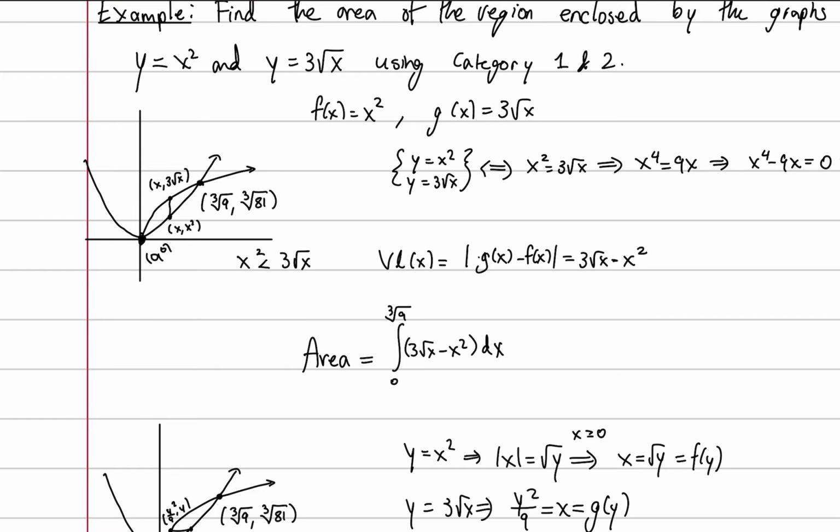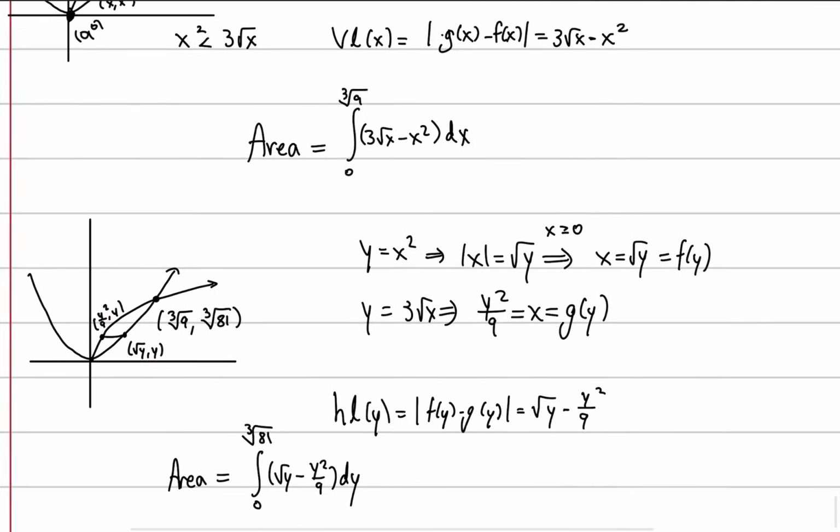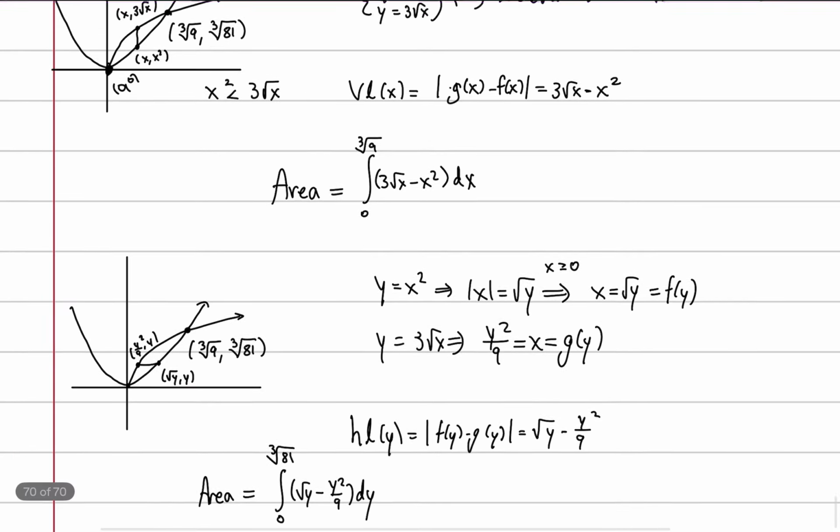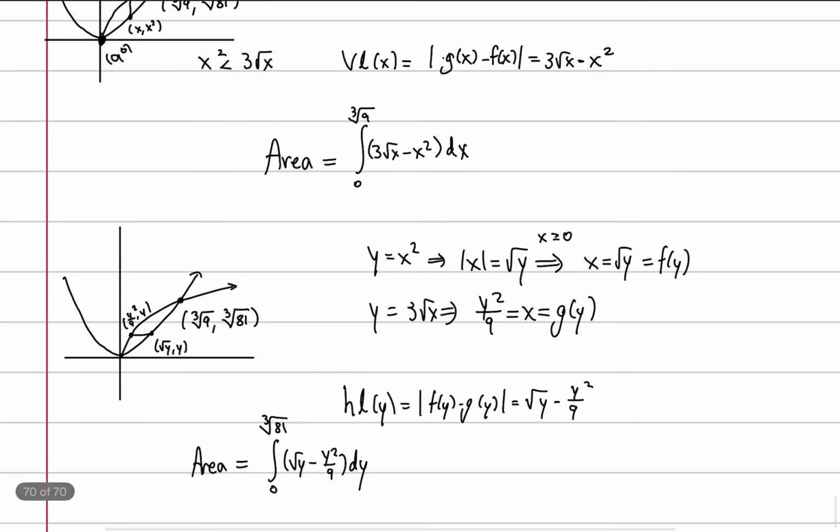If we wanted to do category 2 with our y-axis, now we need first the inverse functions, right? So y equals x squared implies the absolute value of x is equal to the square root of y, but we know x is greater than or equal to 0, right? We're focusing on the first quadrant. So our inverse function f of y is equal to the square root of y. For the second one, it should be more obvious. g of y, which is our inverse, x is equal to y squared over 9.